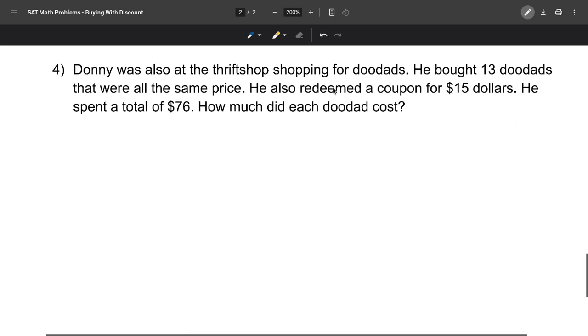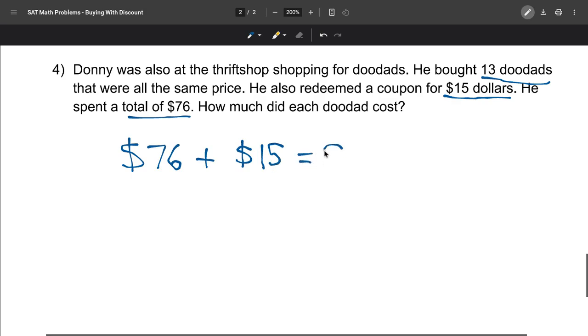All right, problem 4. Donnie was also at the thrift shop shopping for doodads. He bought 13 doodads that were all the same price. He also redeemed a coupon for $15. He spent a total of $76. How much did each doodad cost? So we're going to take the amount he spent, the $76. We're going to add the $15 coupon. That's how much he would have spent without the coupon. That's going to give us $91.